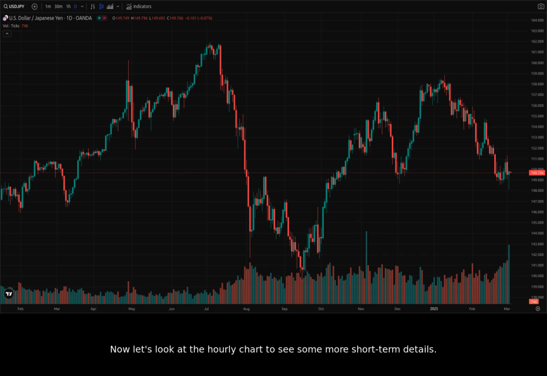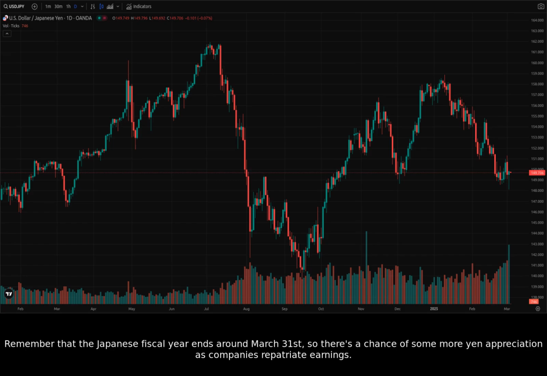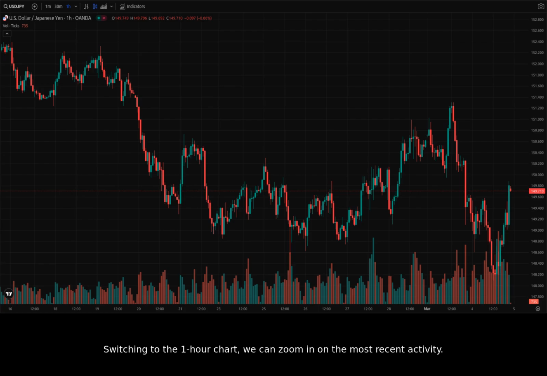Now let's look at the hourly chart to see some more short-term details. Remember that the Japanese fiscal year ends around March 31st, so there's a chance of some more yen appreciation as companies repatriate earnings. Switching to the 1-hour chart, we can zoom in on the most recent activity.